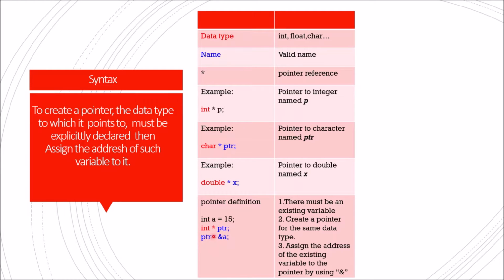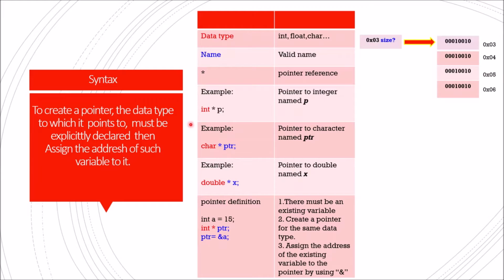Now, to give it a value, we are going to use this ampersand sign, which is the address operator. It means that if you place it before a variable, it will find what's the address of that variable. In this case, ptr is assigned the value of the address of a. Okay, so this is how you give a pointer a value, by assigning the address of the variable that you want, with this operator.